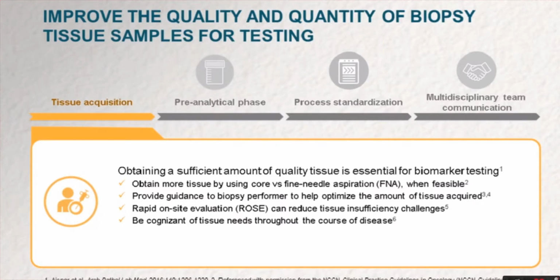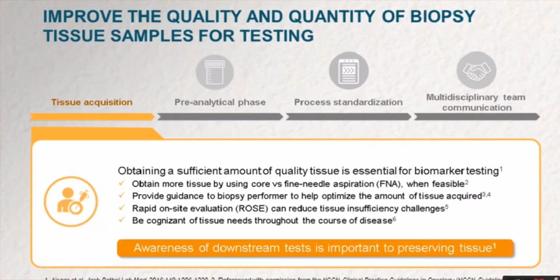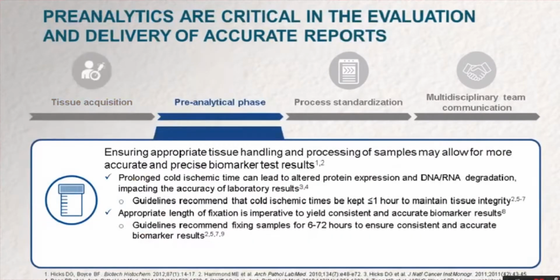So this is resolved by having proper communication with the clinical team as to why a specimen is being done and what tests are being considered for that specimen. So the pathologist is critical to ensure that the adequacy is there and that sufficient material is present. Another important step is the pre-analytics in terms of how that specimen is handled.